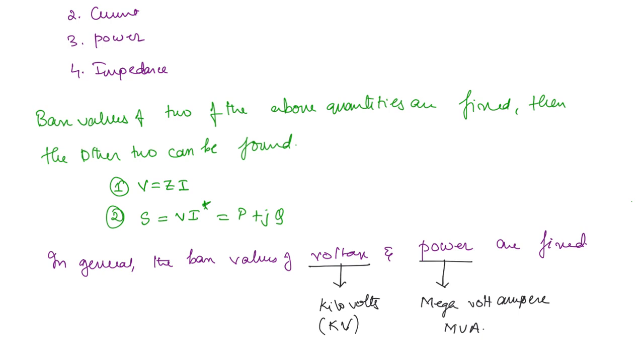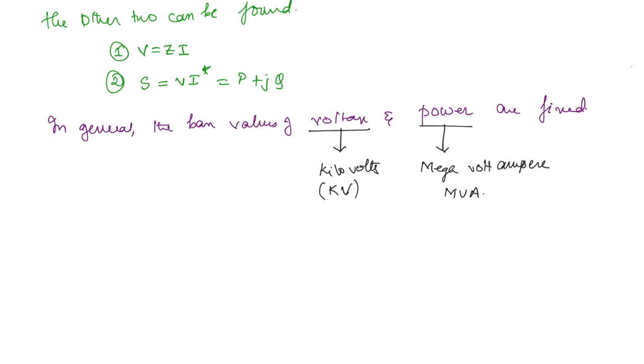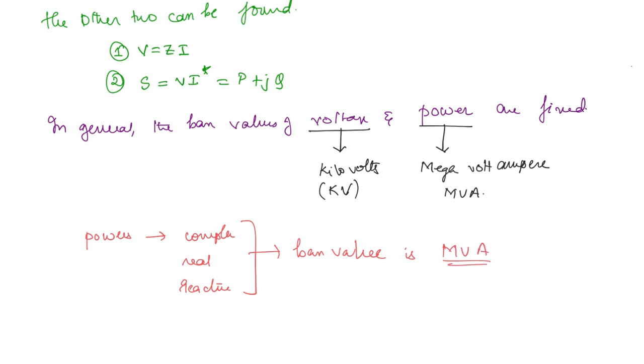Now the question is, like we have taken the volt ampere as the base value, then what will happen to the active power and reactive power, watts and volt ampere reactive? So when you are finding the per unit value, what are you taking the base value for those? Okay, so that is the question now. What you have to do is, you have to consider all the powers, whether it is complex power, real power or reactive power. All of these base values will be in megavolt ampere.